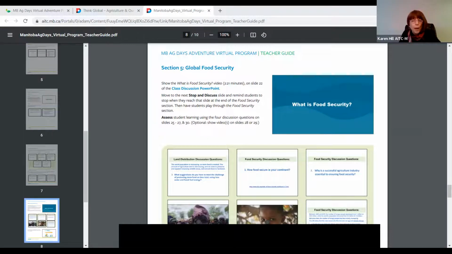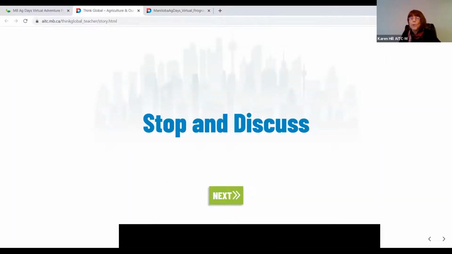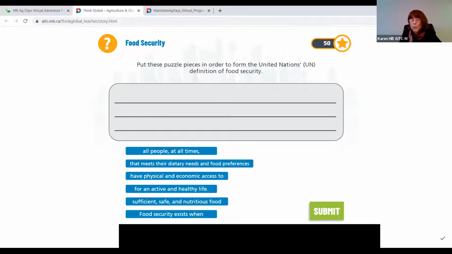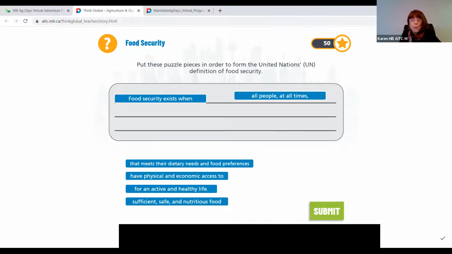Okay, so you show that video, and then the students can move into the next section of the game, which is the food security section. They're going to first come up with the definition of food security by matching these puzzle pieces. So they just click and drag. Food security exists when all people at all times have physical access.